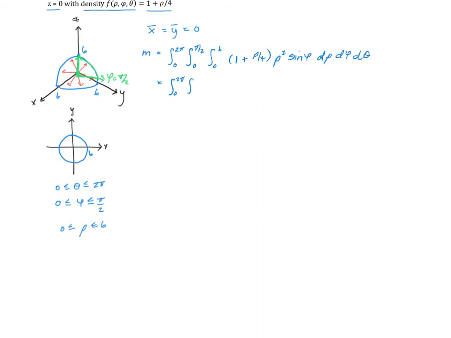Alrighty, so computing, I would have to distribute the rho squared to get rho squared plus rho to the third over 4. Sorry, I didn't integrate it yet. Very impatient. And then I'm going to multiply that by the sine of phi. I can pull that out anyway since I'm integrating with respect to rho first.